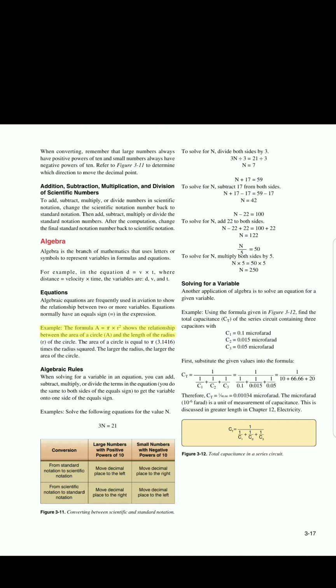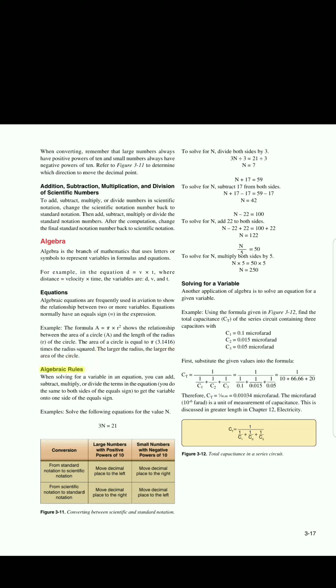Example. The formula A equals pi times r squared shows the relationship between the area of a circle, A, and the length of the radius, r, of the circle. The area of a circle is equal to pi, 3.1416, times the radius squared. The larger the radius, the larger the area of the circle.